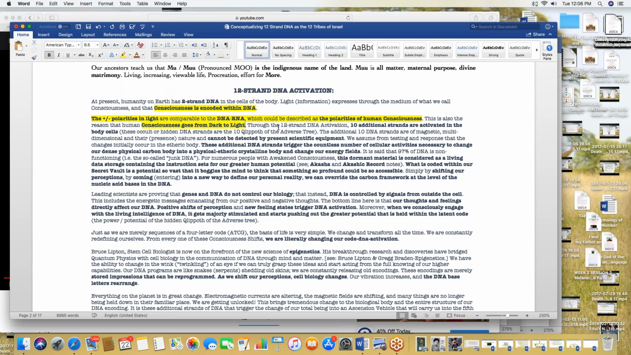Through 12-strand DNA activation, 10 additional strands are activated in the body cells. These occult or hidden DNA strands are the 10 klipot of the adverse or forbidden tree. Y'all got to hear that.